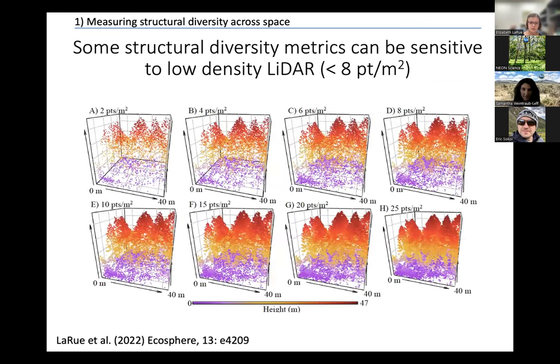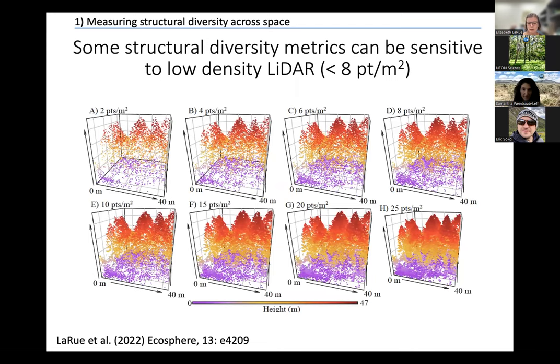So this paper just came out looking at a little bit of a caveat that I'll mention briefly, that depending on which metrics you're using, some of them can be more sensitive to low density LiDAR. So I know NEON has some really great new sensors that they've gotten in the last couple of years, which provide typically much higher resolution than 8 points per meter squared, but some of the earlier products at different sites can have maybe like 4 points per meter squared on average.